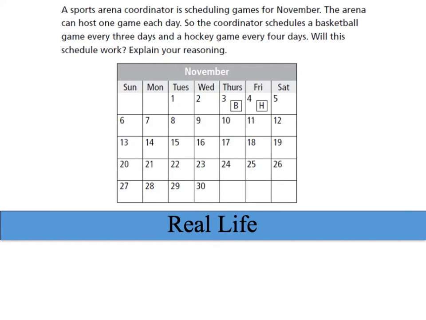So we're going to skip this real-life slide for today, and we're going to come back and discuss it in class tomorrow. So now it's time for Guess What I'm Drawing.